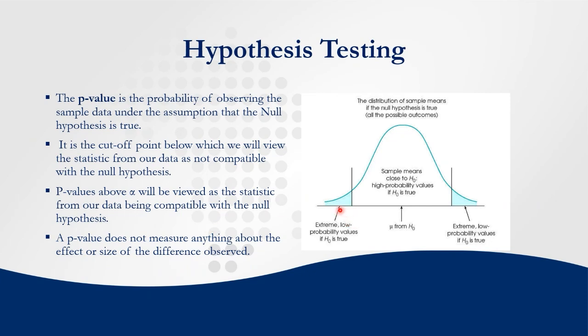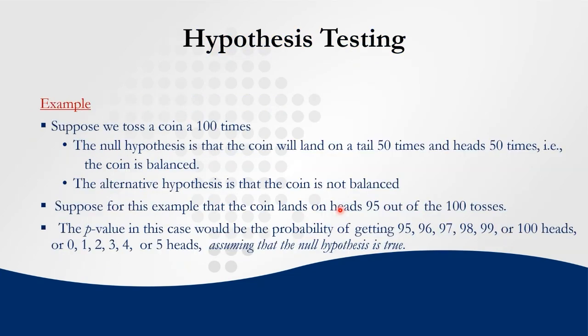So we're going to have, as I've said, I'll show with the next diagram. If we use this example, if we toss a coin 100 times, the null hypothesis is that we land on a tail 50 times and head 50 times, because the coin is balanced. If the coin lands on heads 95 out of the 100 tosses, the p-value in this case will be the probability of getting 95, 96, 97, 98. Now it takes us back to the example that I used about the coin toss.